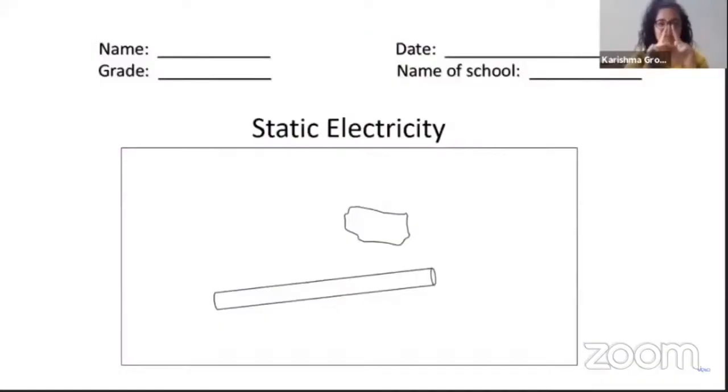Okay, so it's your drawing time. What are we going to do? Take an A4 size paper, write your name, today's date, your grade, and the name of your school. After writing that, write down the experiment's name. That is static electricity. Okay, let's do that much. I'll just give you all a minute and then we go ahead.